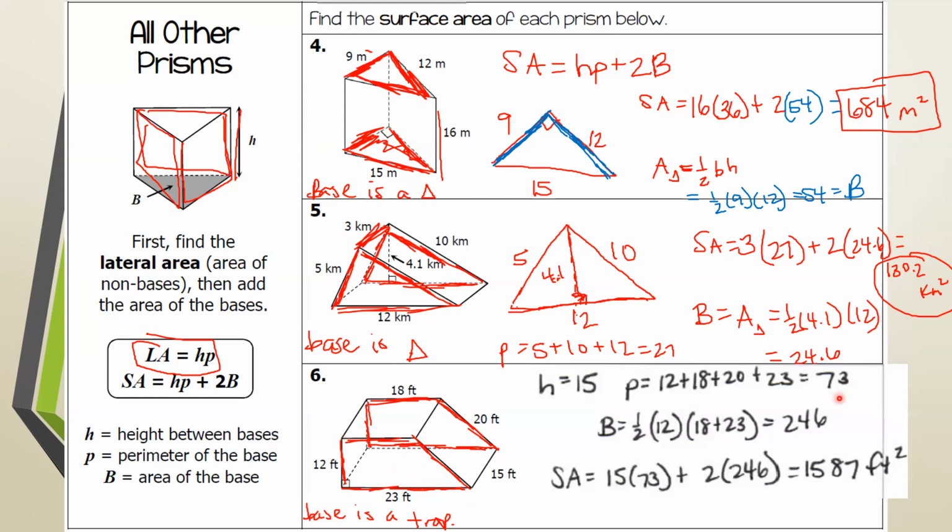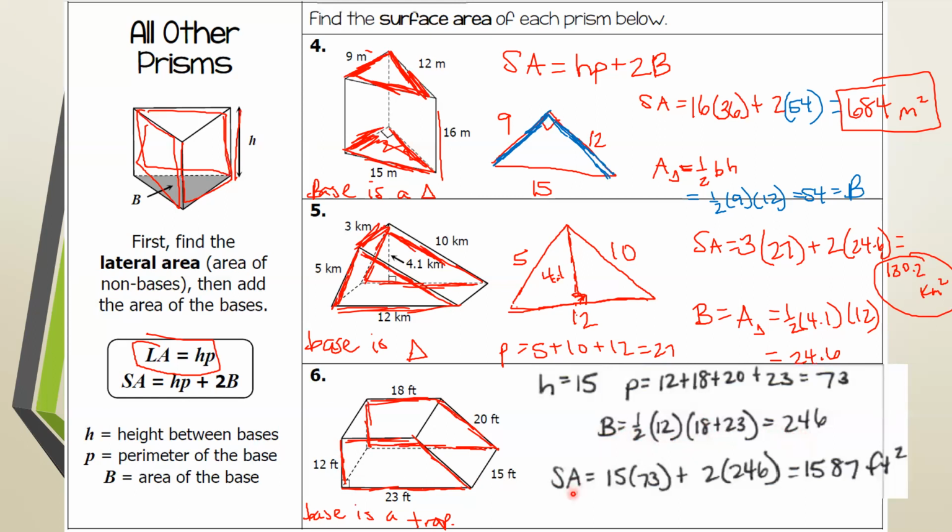Then we had to find the area of the base. The area of the trapezoid, the formula was 1/2 times the height times the sum of the bases. So if you're looking at just the trapezoid, the height is 12. That's perpendicular to the bases 18 and 23. Okay, and those are lowercase b's because they're bases of your 2-dimensional shape. This capital B is the area of your two-dimensional shape. So the area of the trapezoid is 246.